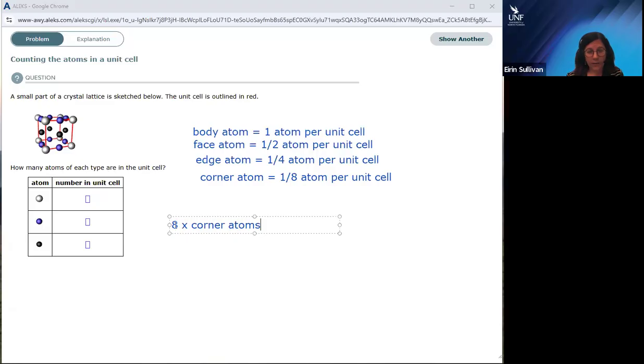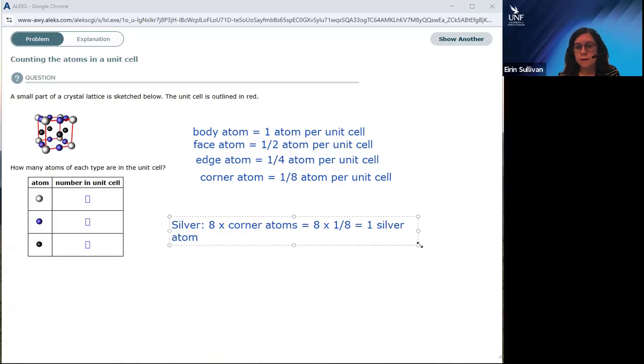Okay, so what that means, this is for silver, is each one of those, only 1/8 of it is actually within the unit cell. The remaining 7/8 are shared within the other nearest neighbors, right? So 8 corner atoms is going to be 8 times 1/8. So per unit cell, within the bounds of the unit cell, there is 1 silver atom in total. Okay, let's pick another color.